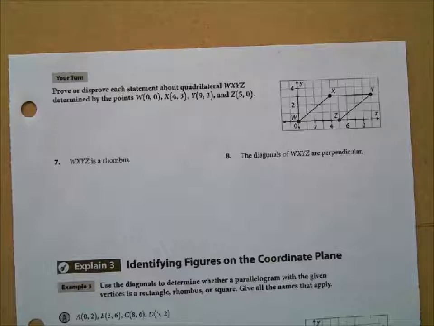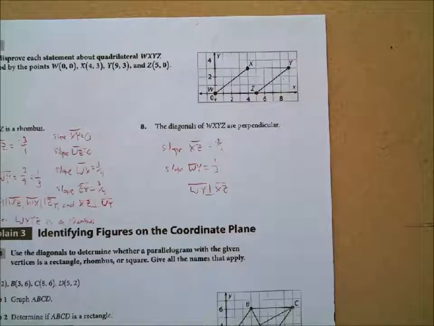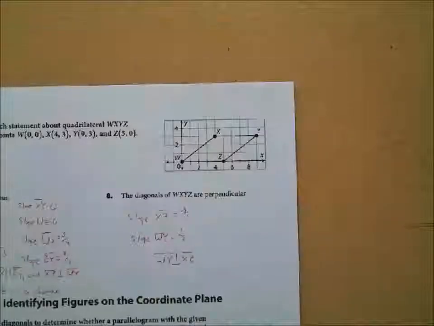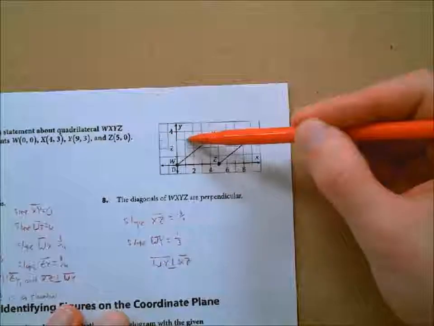Okay. So I'm sorry, what did you say the slope was from WY? 3. Okay. And what did you get for the slope from X to Z? -1/3. Okay, so I think that's right, but I think you're off a little bit. Let me zoom in on that. All right, so WY and XZ are perpendicular. I got XZ to be -3 and WY to be 1/3. Is that what you got too?